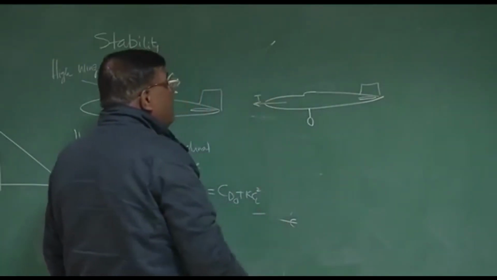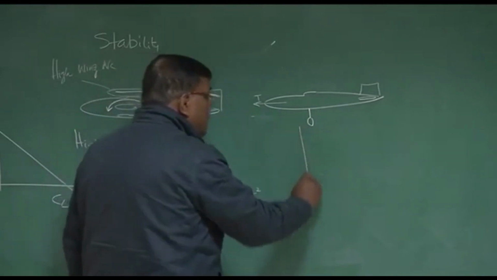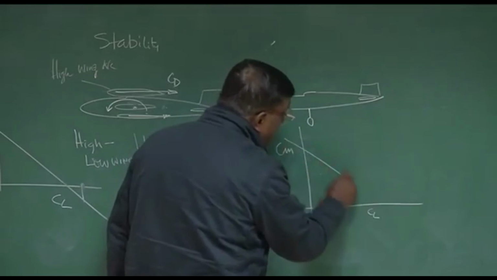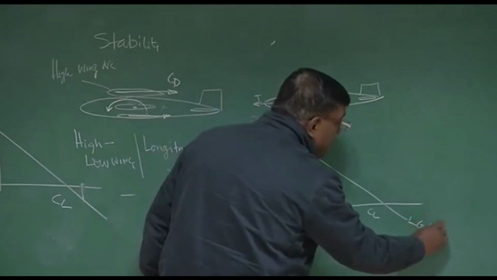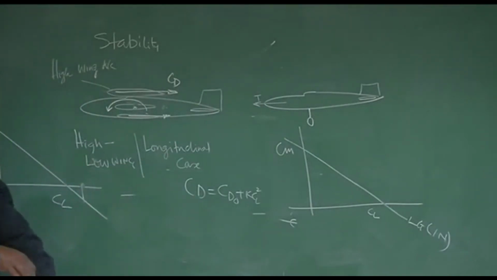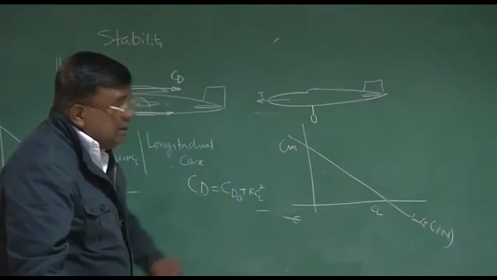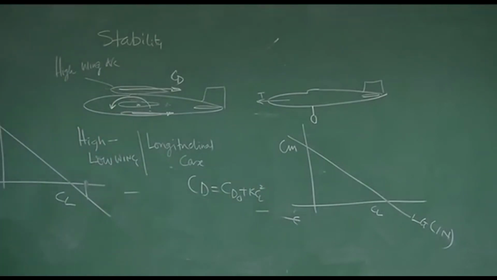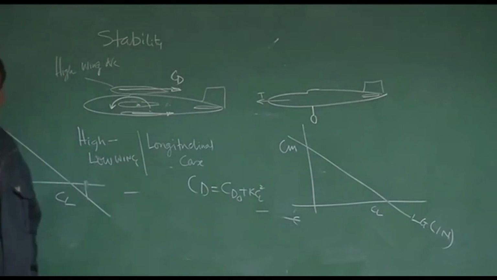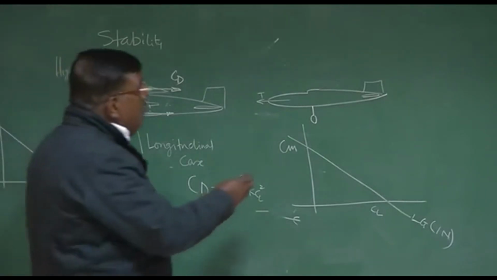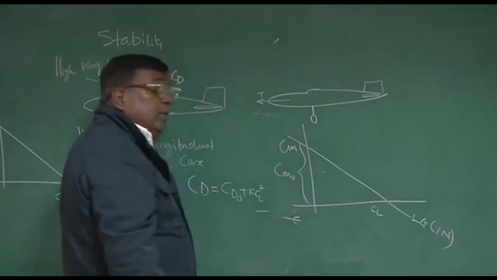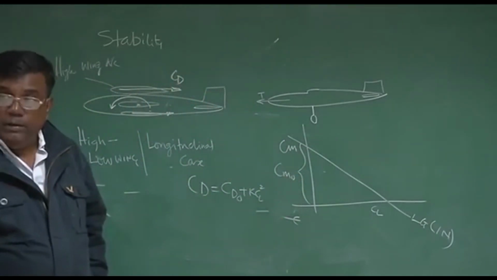Flying like this. If I draw Cm versus CL, where the landing gear was in, that is inside the fuselage. Now you have ejected the landing gear out. How is this graph going to change predominantly? CL is okay, CL remains the same. You should think like this, what is happening to this Cm naught? So what is Cm naught? Cm naught is Cm at alpha equal to 0.